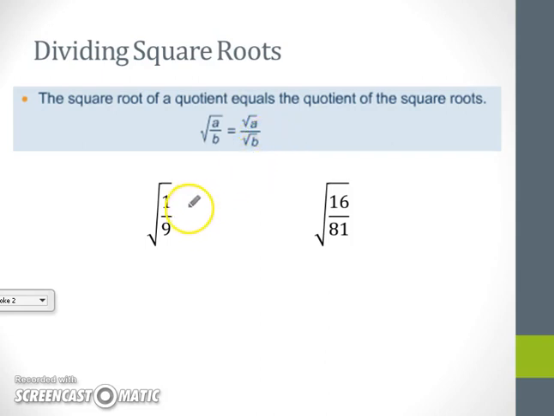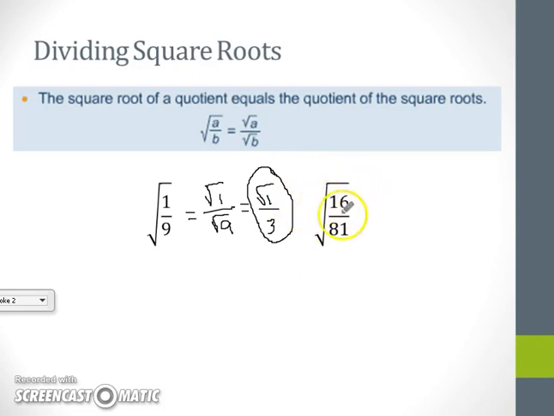This first one, the square root of 1/9, if I were to rewrite this as the square root of 1 over the square root of 9, this would simplify easily because 9 is a perfect square. The square root of 9 comes out to be 3. So then we have the square root of 1 over 3, and this is an acceptable answer. With square roots and with fractions, you don't want a square root as part of your denominator.